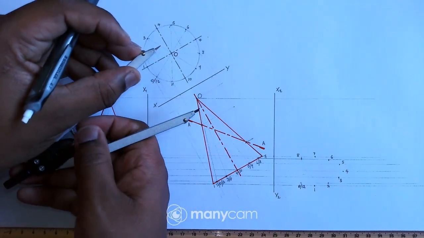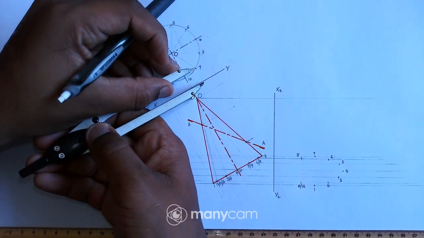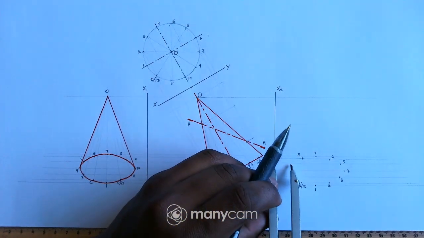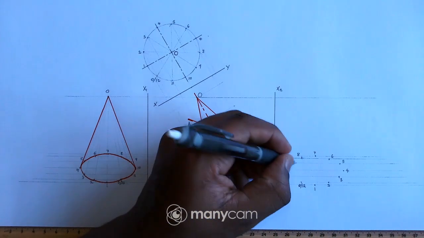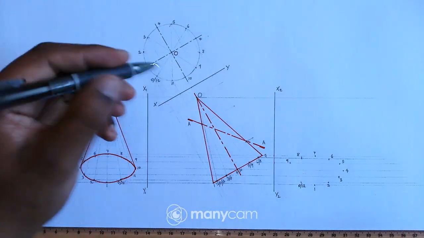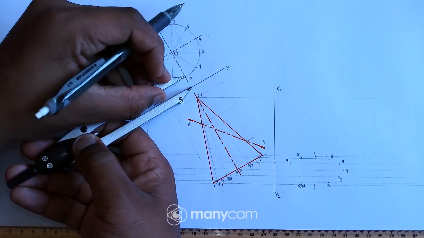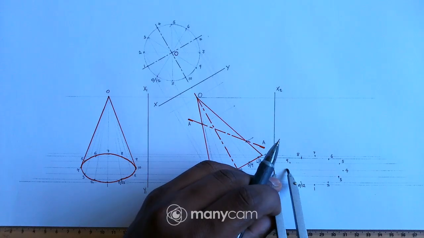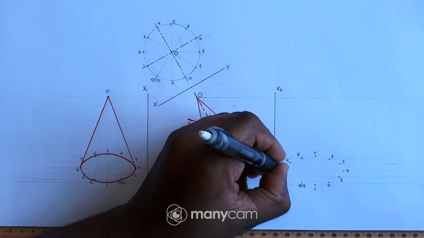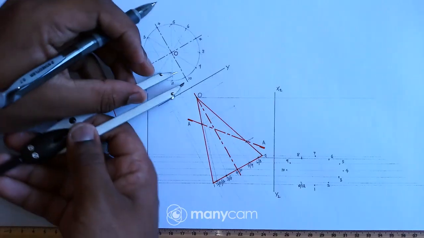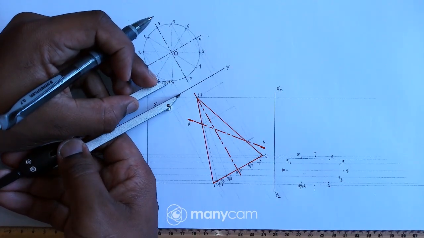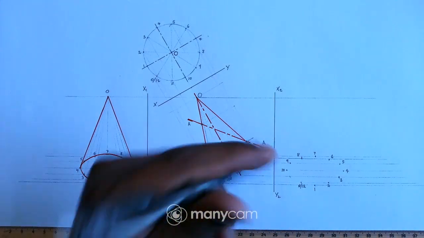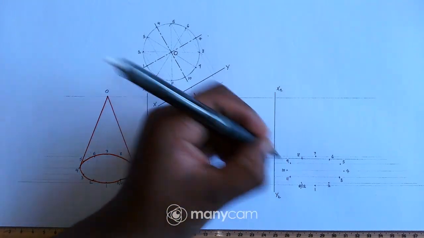9. I don't have 9 there, so I have to take the distance. Where is 9? 9 is there, so I'll just mark that point on that line. So this is 9. Then 10. 10 is there on this line, mark there. 10, 11. 11 is there on this line, mark a point there. So it's 11.